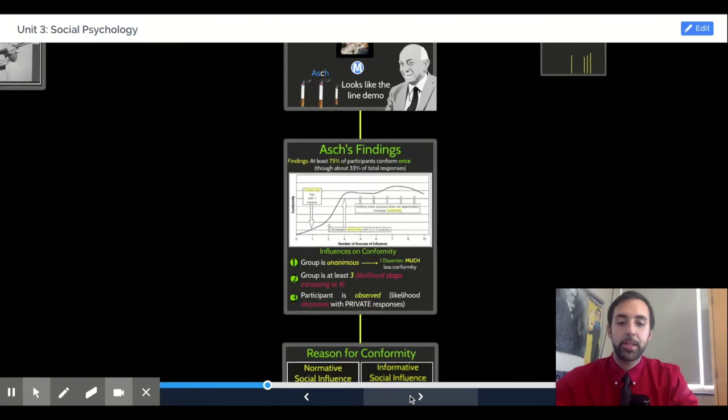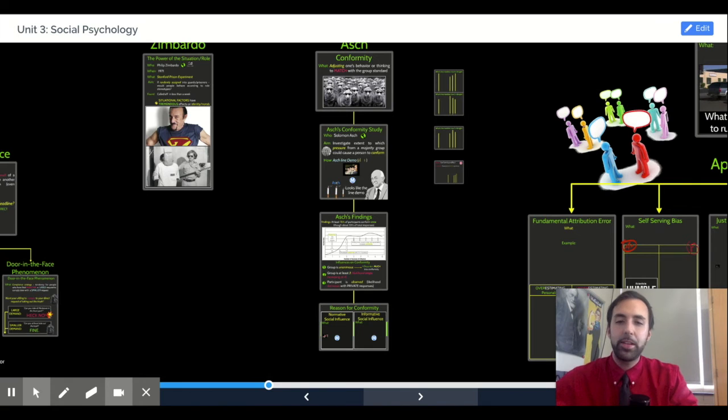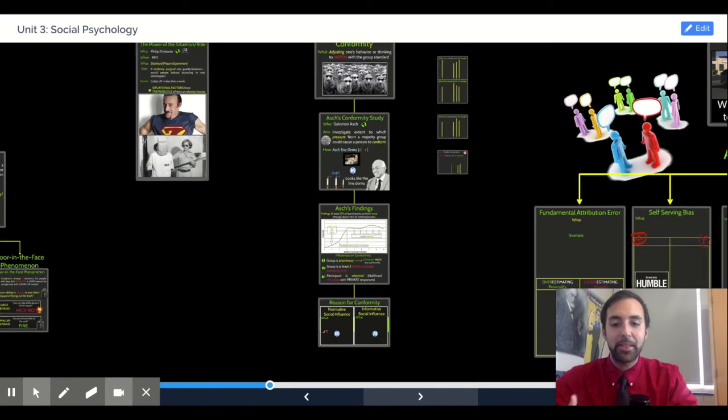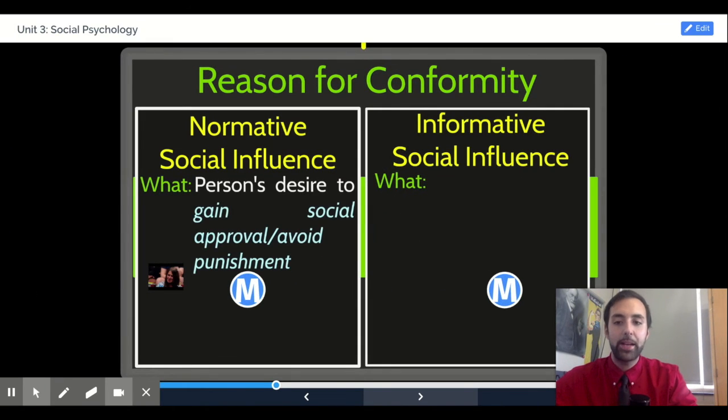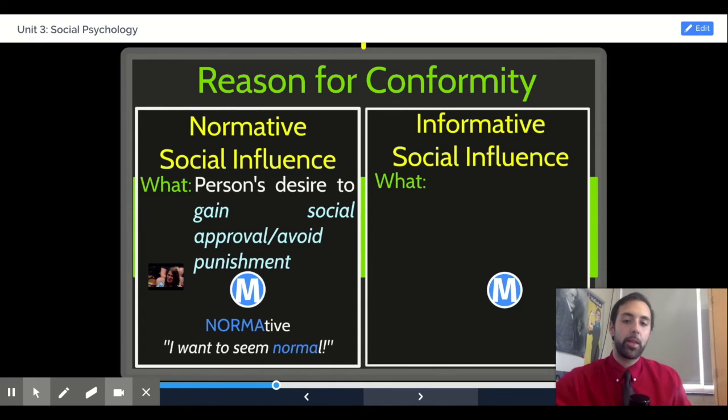In the aftermath of the study, when people are asked, why did you conform? Why did you go against what you saw? Why did you go against your eyes? There are really 2 major reasons. The first is what we call normative social influence. This is the last box of the concept map. This is when somebody conforms to fit in, really to gain social approval and avoid punishment.